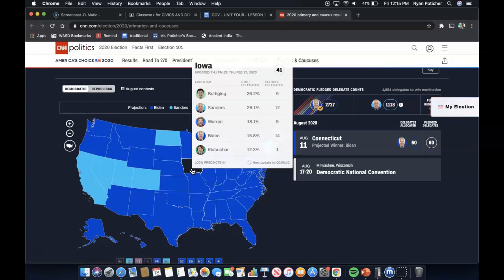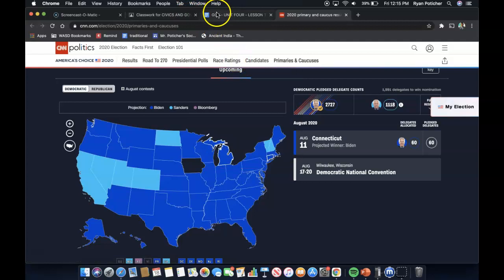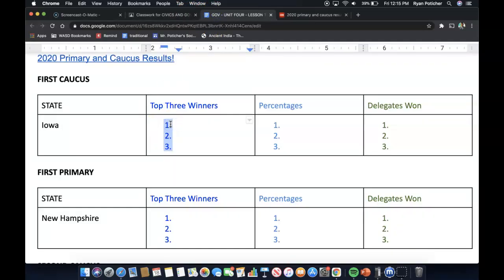Pete Buttigieg won 26.2% of the state delegates. Bernie Sanders won 26.1%. Elizabeth Warren won 18.1%. And then for pledged delegates, Buttigieg won 9, Sanders won 12, and Warren won 5. So, in a sense, you're going to click on each state like this, and then write down the results in these respective columns: the names of the 3 winners, the percentages, and the actual number of delegates won.